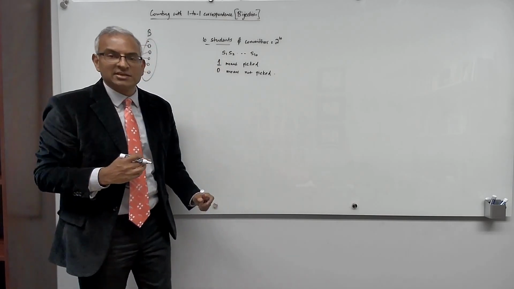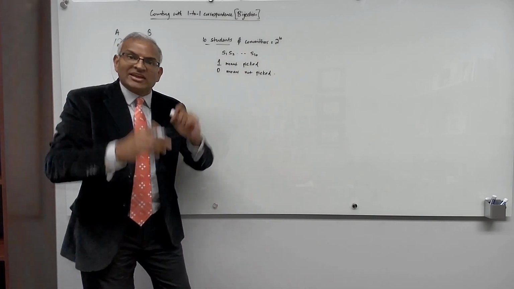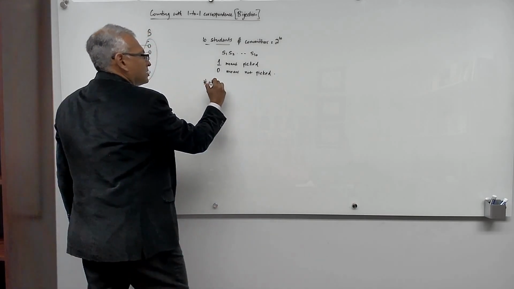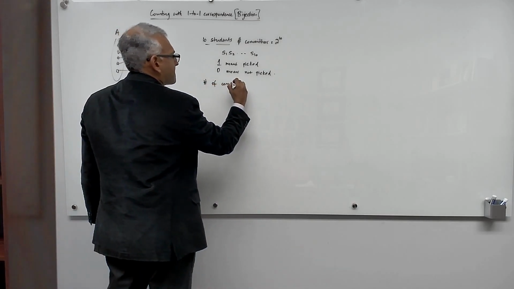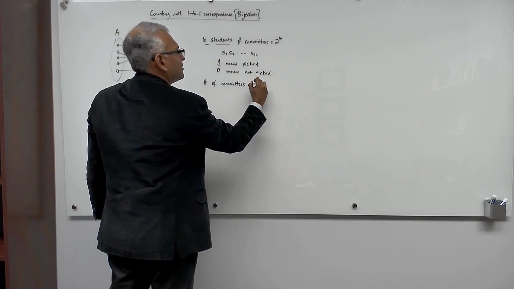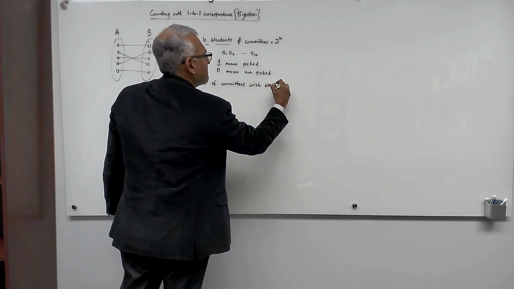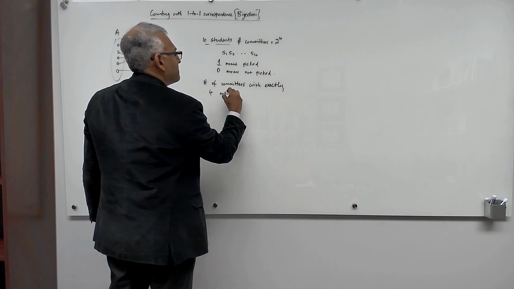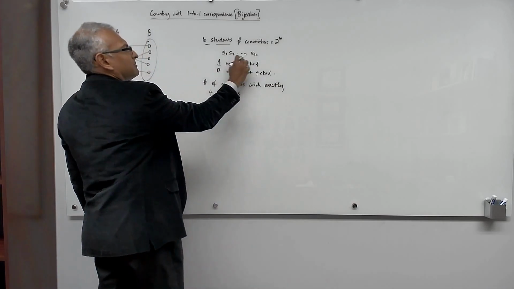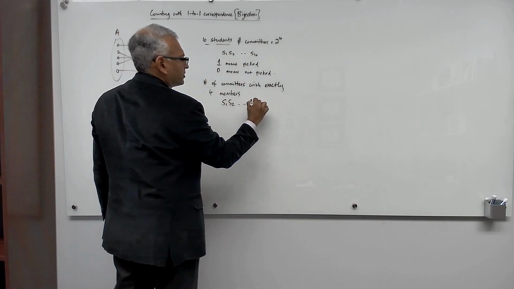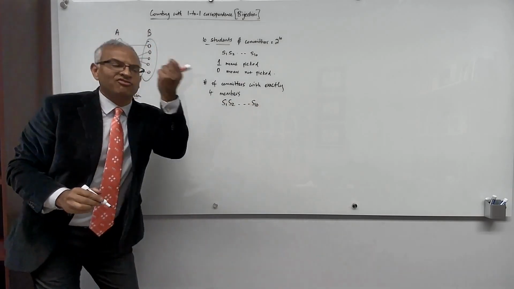Now let's add a twist. Supposing that I want my committee to have exactly 4 members. Number of committees with exactly 4 members. It means that I need my sequence S1, S2 up to S10 to have exactly 4 ones.